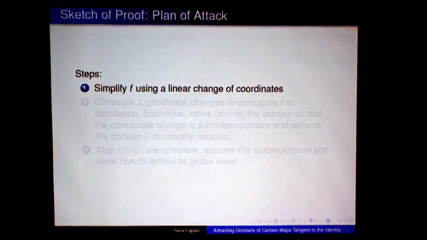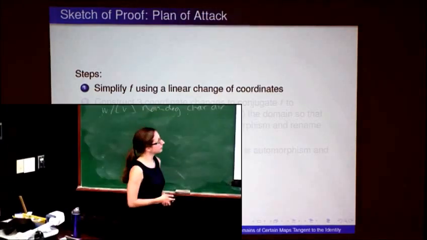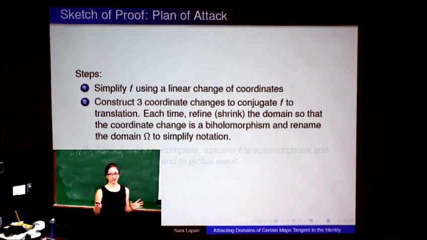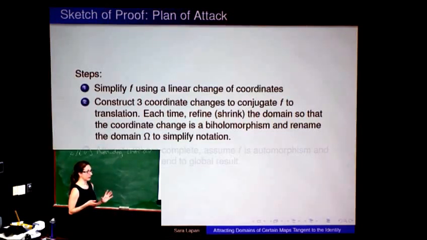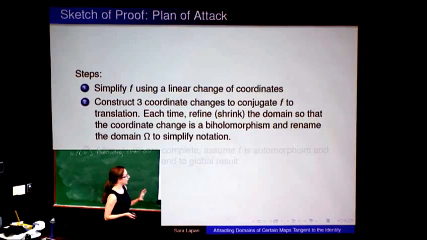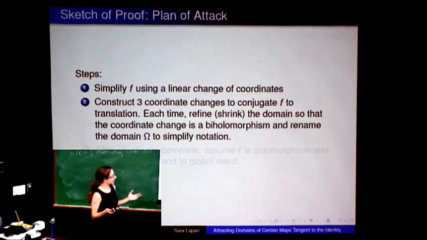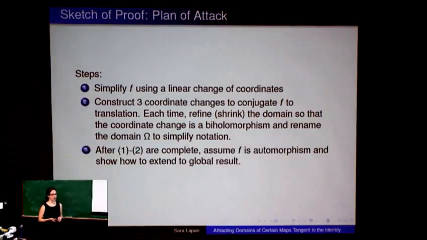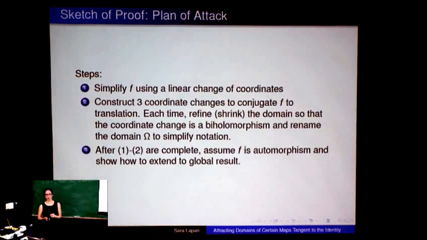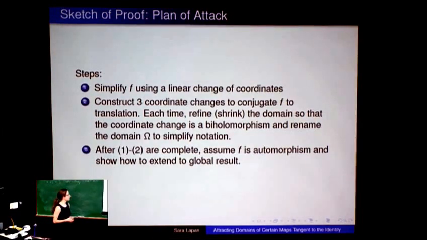Now the rest of this time we're going to spend going through a sketch of the proof of that theorem. The first step, we're going to simplify f using a linear change of coordinates. The second step is the long step. We're going to go through 3 coordinate changes, and each time we're going to refine our domain and rename it omega, just to simplify notation. After we've completed those first two steps, we're going to move on to the global result.